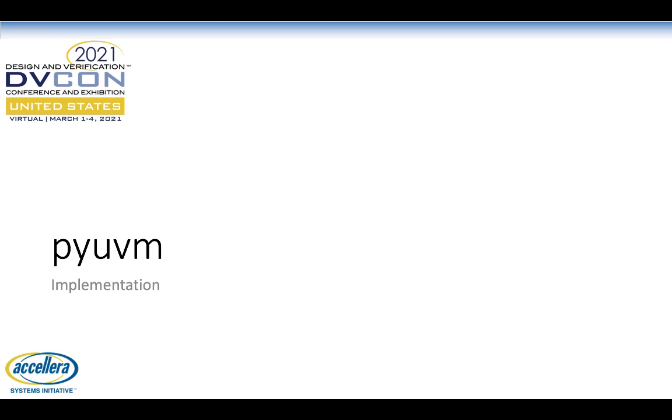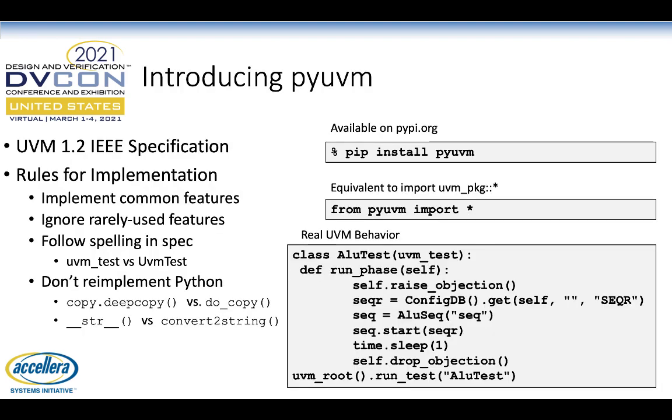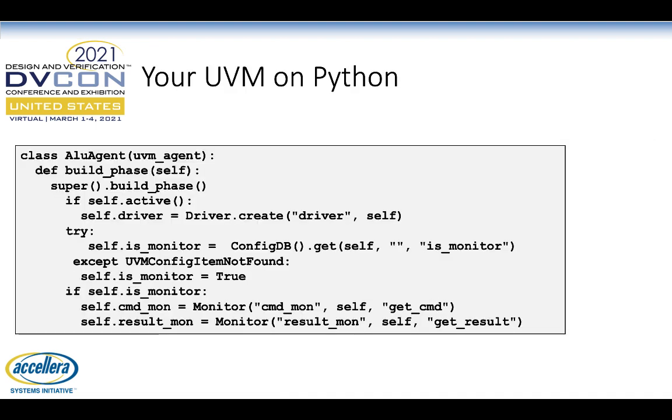So let's look at pyuvm. Pyuvm is installed and available on PyPI. You say pip install pyuvm, and you'll get it. And then when you're in your code, you say from pyuvm import star, and that imports all of the labels from pyuvm, and you get real UVM behavior, like this ALU test that has a run phase, that raises objections, it gets a sequencer out of the config_db, it creates a sequence, it launches the sequence, it waits for it to finish, and then it drops its objection. Right there we have the UVM, but written in Python.